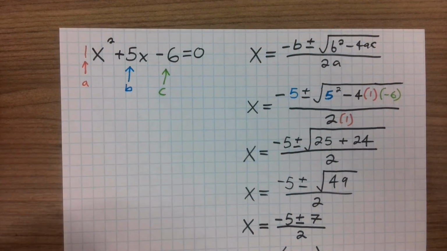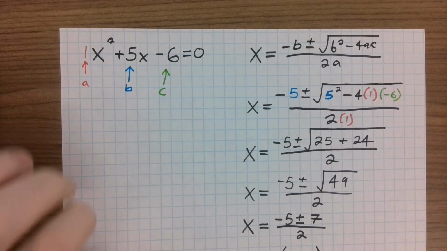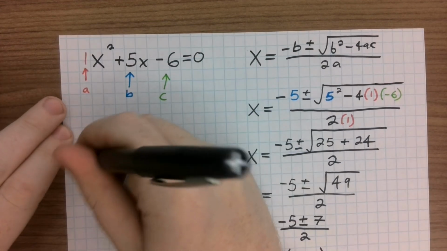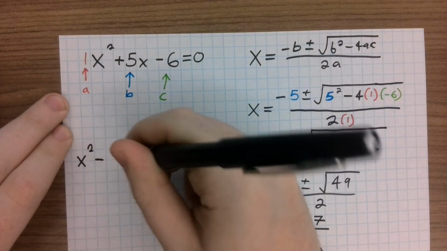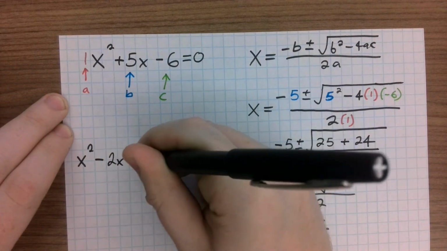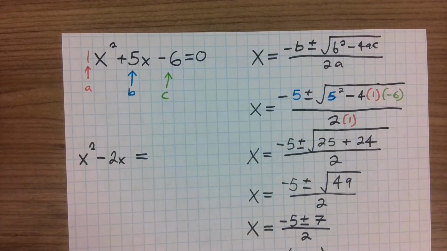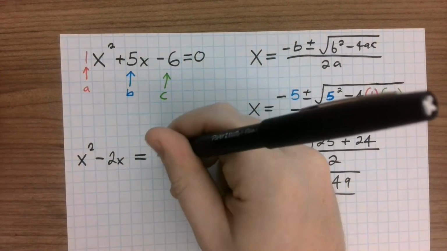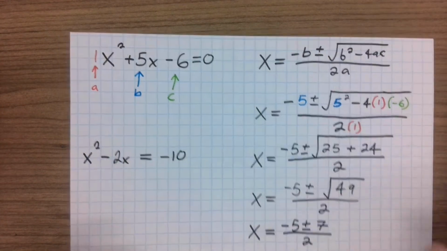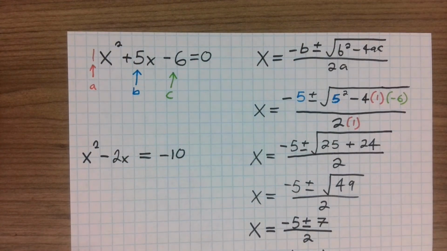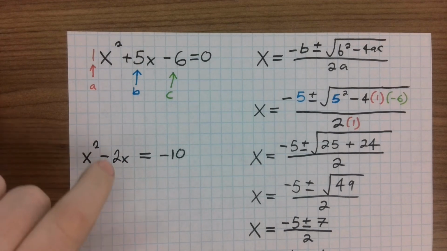Let's do one more together. Let's do one that's going to give us something crazy, something that just doesn't work in any other way. Let's do x squared minus 2x equals, let's do -10. You could complete this by completing the square, but I'm going to let you know right now, it's going to be a tough one. There's nothing that we can do to factor this right now.